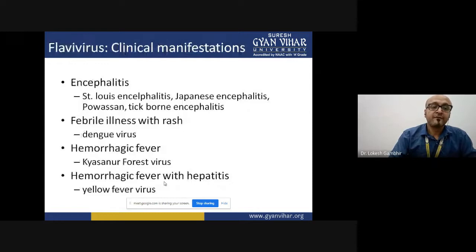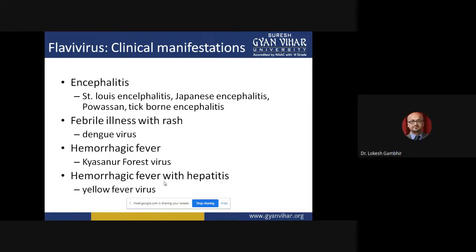So when we are talking about multiplication, we do discuss certain common general features. When we are talking about the clinical manifestation, in this particular family there are multiple viruses, as I told you. Among those, the main limelight diseases in clinical settings are St. Louis encephalitis, Japanese encephalitis, and tick-borne encephalitis.